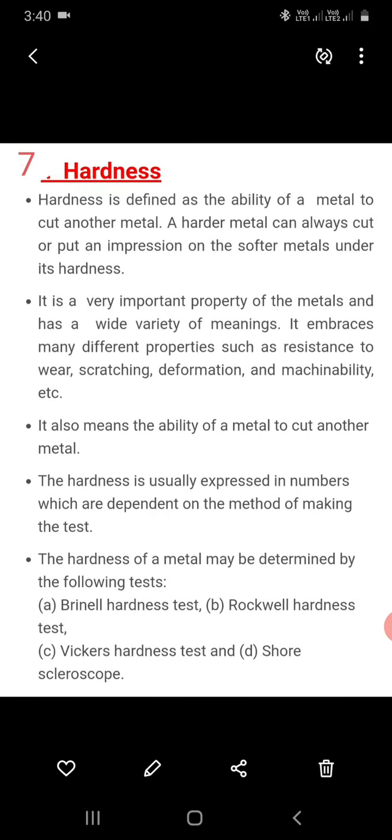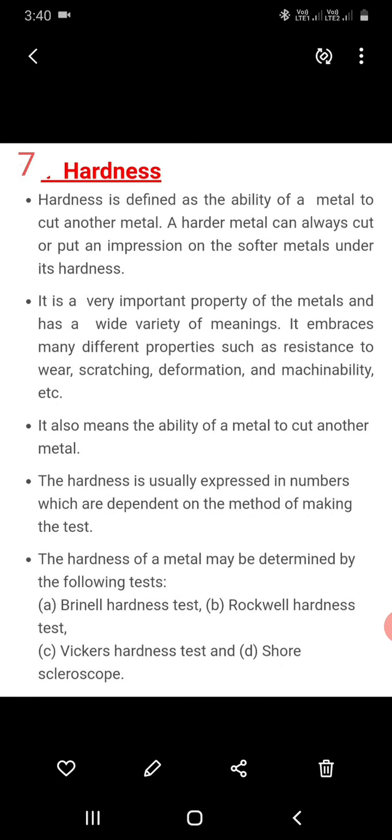Hardness of a metal may be determined by the following tests: Brinell hardness test, Rockwell hardness test, Vickers hardness test, Shore scleroscope. So hardness means the ability of a metal to cut another metal, or to make an impression or dent on another metal. So hardness and strength are two different things. They are not the same.